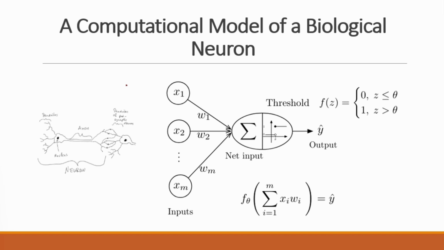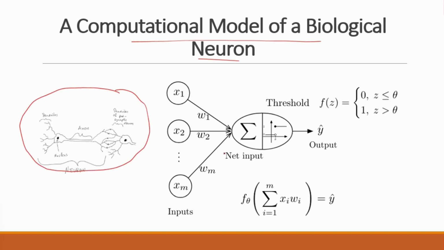Now we have a computational model of a biological neuron here. For reference, on the left hand side is the biological neuron, and on the right hand side is the computational or mathematical representation of that. So this is the one based on McCulloch and Pitts' idea, and that is also the model that we are going to use in the perceptron. So the perceptron learning rule would then be learning the parameters of this model. So how does this model work?